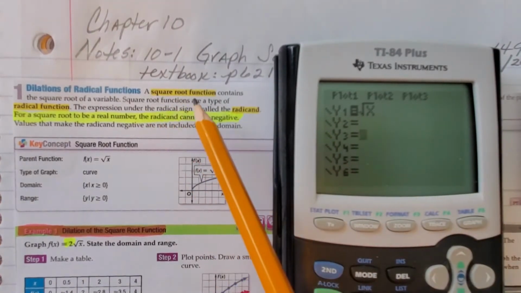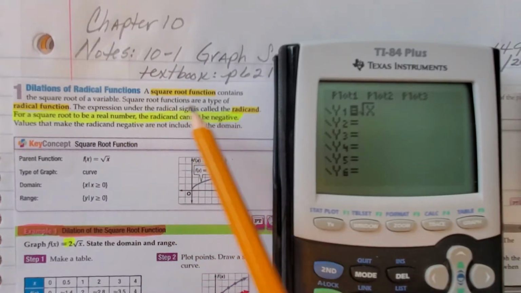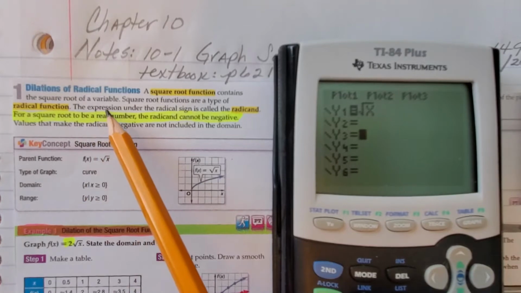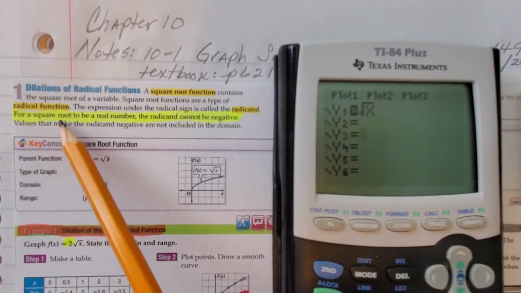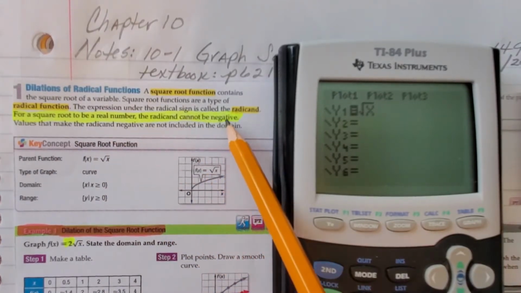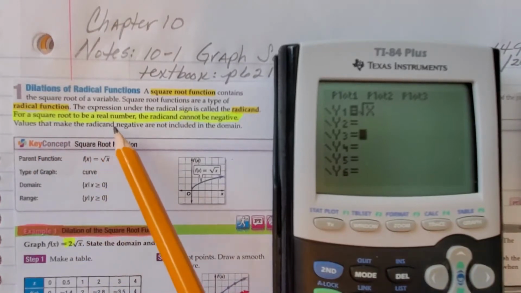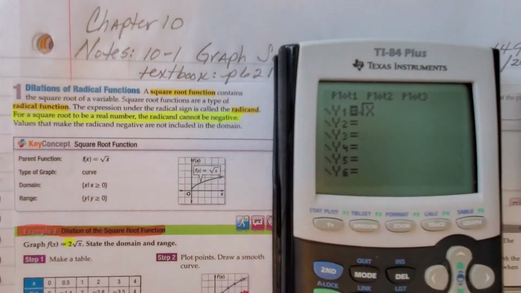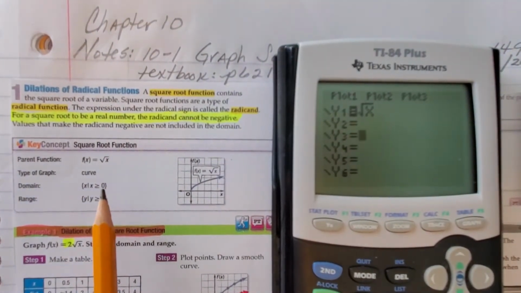So a square root function contains the square root of a variable. Square root functions are a type of radical function. The expression under the radical sign is called the radicand. For a square root to be a real number, the radicand cannot be negative. So you can't have negative square roots, as you know this. Values that make the radicand negative are not included in the domain. Domain meaning the x values. Remember, the domain is the x values, the range are the y values.